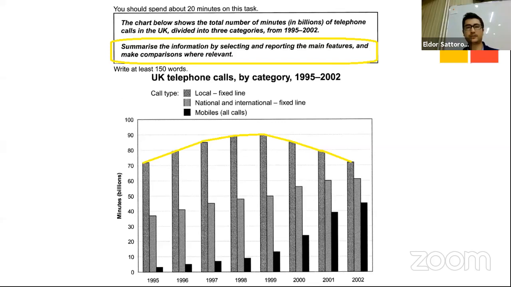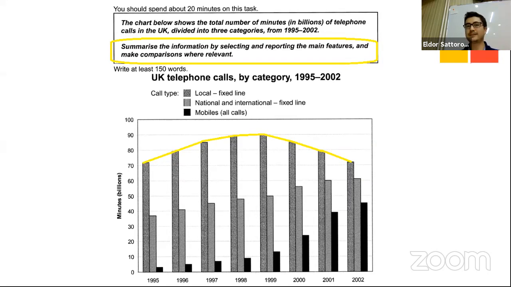So this is a typical Task 1 you are given. On the top, you can see that it introduces the task, what it is and what it shows. The highlighted part below is for the task achievement: summarize the information by selecting and reporting main features and make comparisons where relevant. It's very important that you pay attention to this part, because this is your task. This is what you're supposed to do.